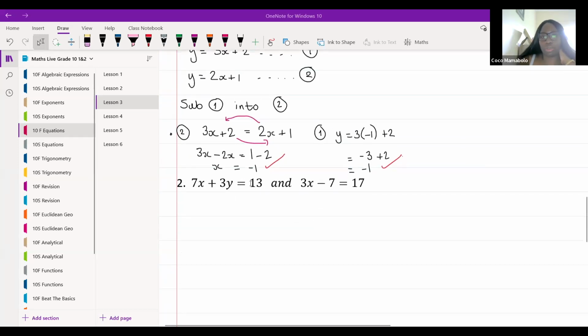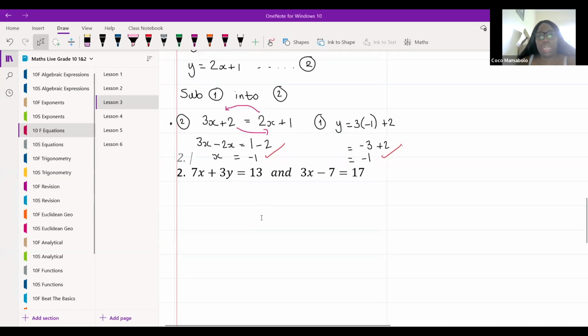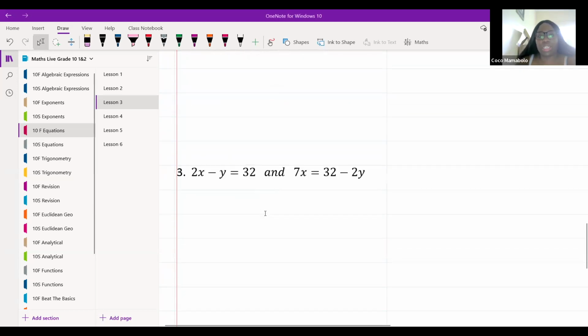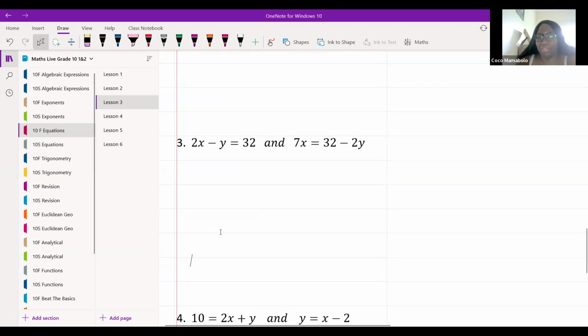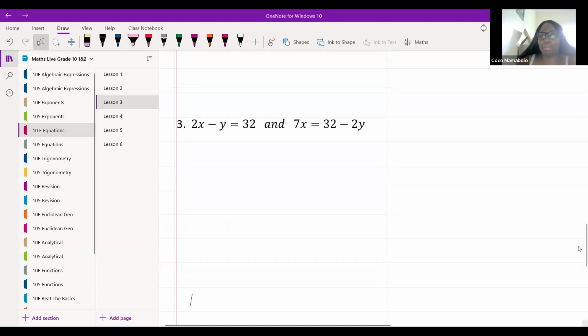All right, here's the next one. Now, this one is a little bit ugly, right? Yeah, I actually don't like that one, not so much. All right, let's do number 3. We'll come back to number 2. Let's look at number 3.